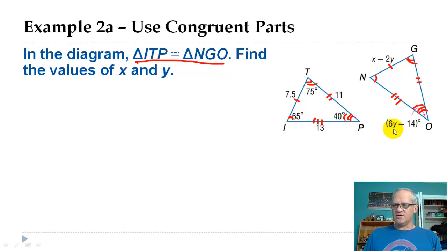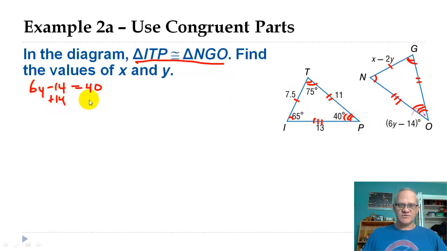So let's look at this one down here. I've got 6y minus 14. Well, that's the angle that has 3 marks. What does that match up with? That matches up with P, which is 40. So you say, oh, well, if these are congruent to each other, wouldn't 6y minus 14 have to equal 40? So that angle, let's see where my thing is right now. This would have to equal that, okay?